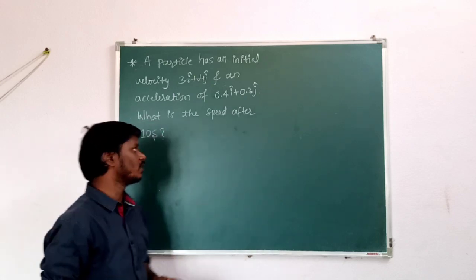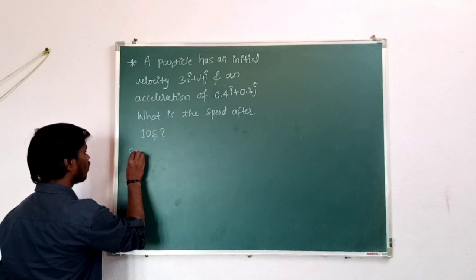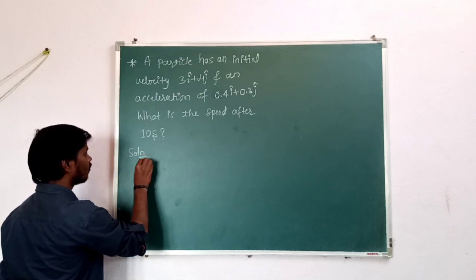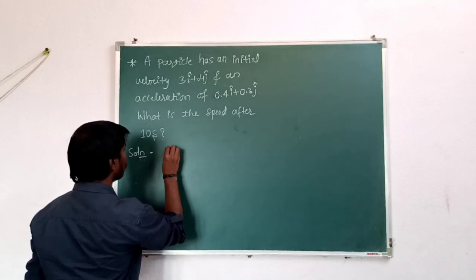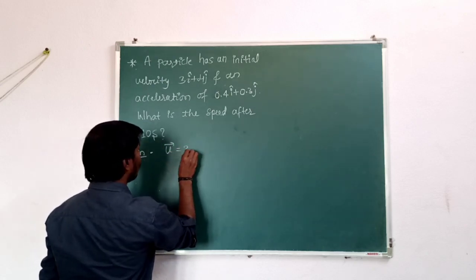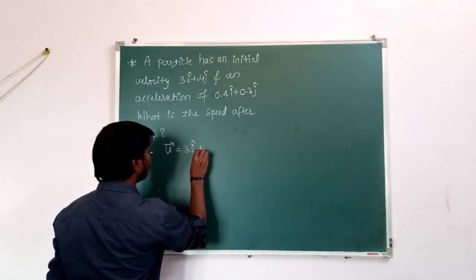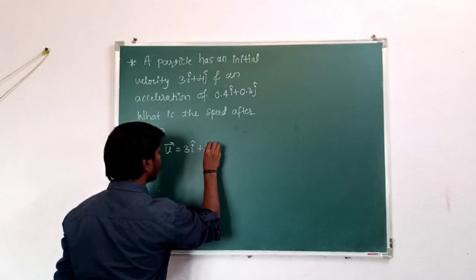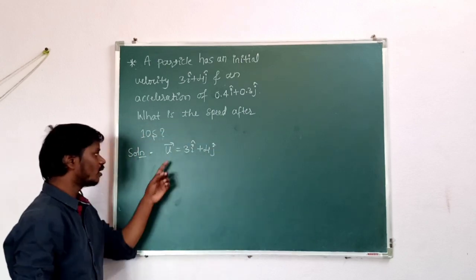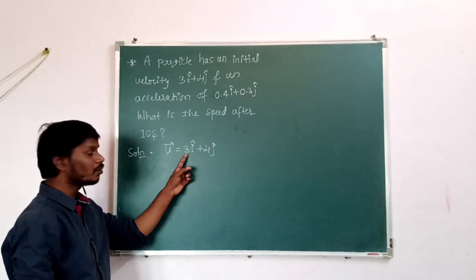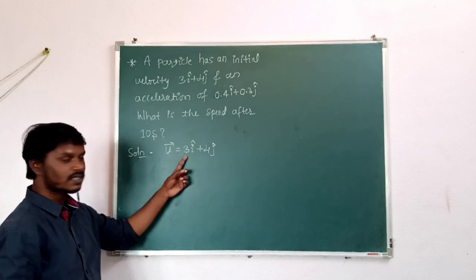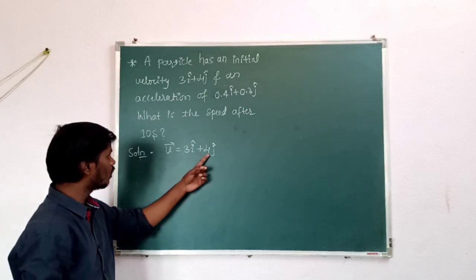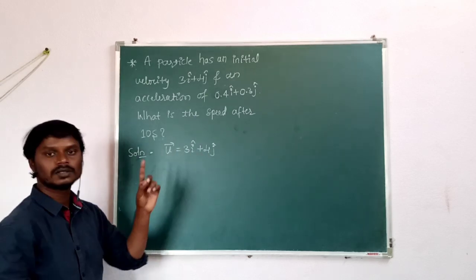Okay, see here. Solution. First I will write the given values. Initial velocity vector is given, that is 3i plus 4j. Means here the initial velocity vector can be resolved into two components. X component of initial velocity vector is 3 and y component of initial velocity vector is 4.